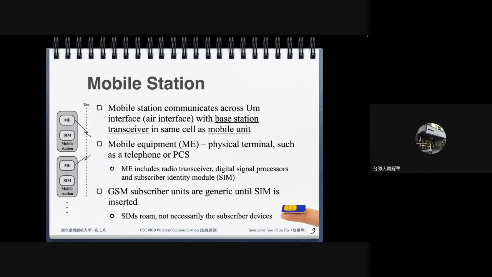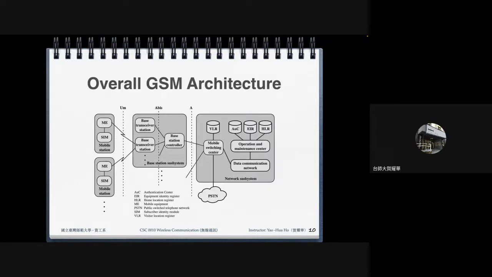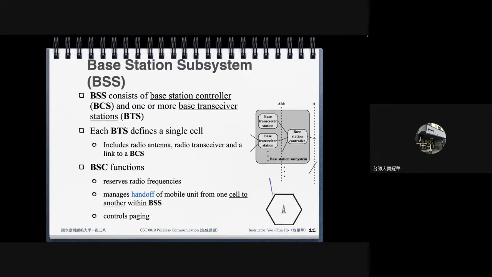Now, the mobile station, or mobile device, is a general device until you plug in the SIM card. The SIM card identifies the user, for the general equipment of the mobile device. That mobile device has a transceiver, which can transmit and receive signals. Those mobile devices will connect to the base station. The base station subsystem contains a base station controller plus the base station transceiver station, or what we generally call a base station.